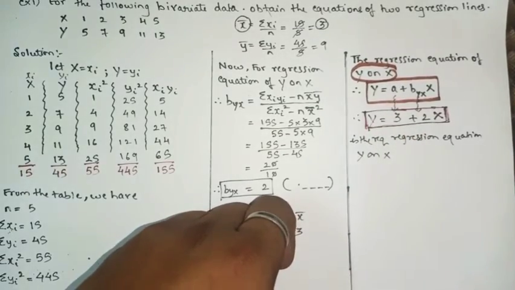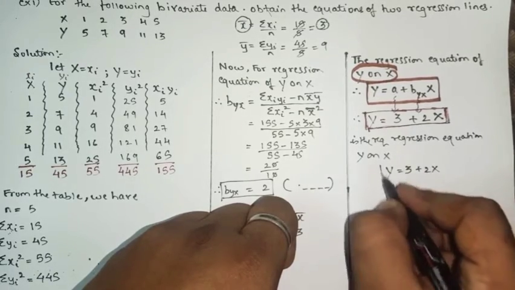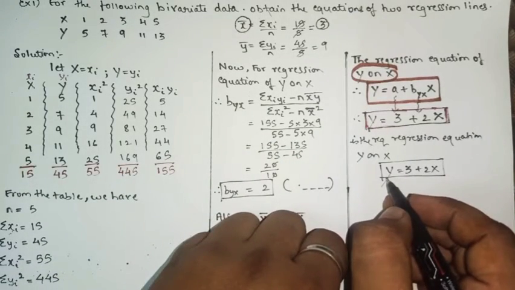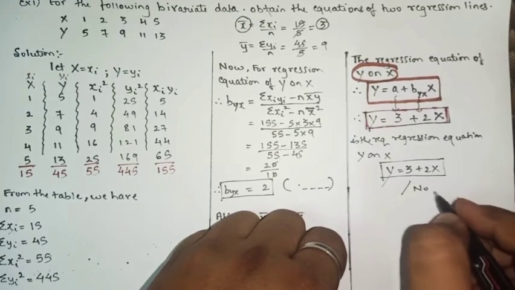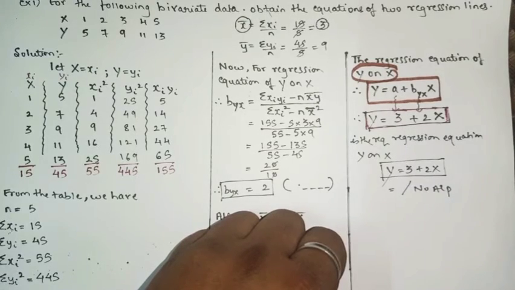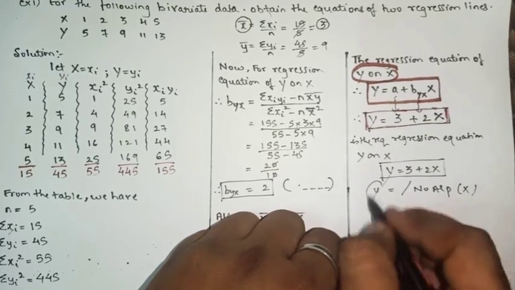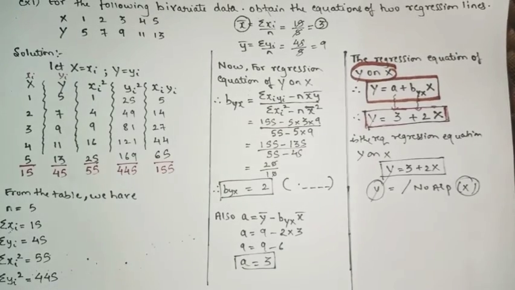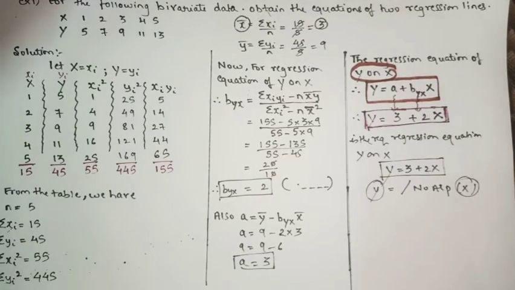So this is the answer for y on x. Yes or no? So what is the answer? That is capital Y equals 3 plus 2x. So this is y on x. Why is it y on x? Because on the left hand side here we have y, and on the right hand side we have numbers and alphabet. Numbers and alphabet means what? x. Got the point? So that's why it is known as y on x regression. Understood? Okay, so in this way you will find your answer.